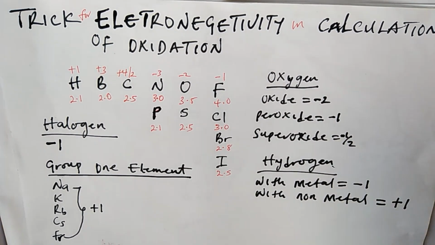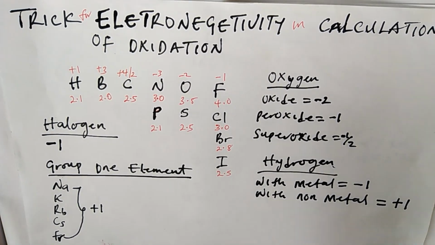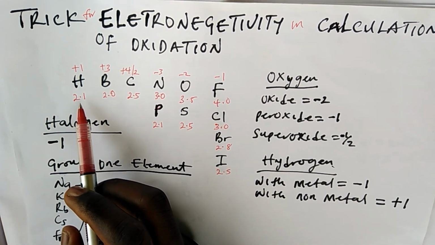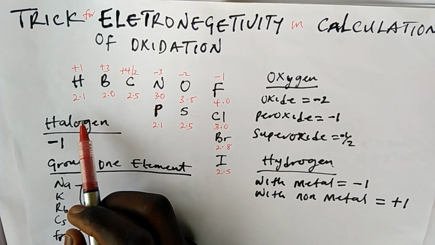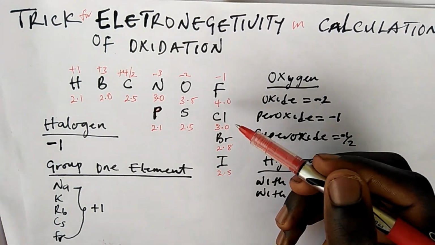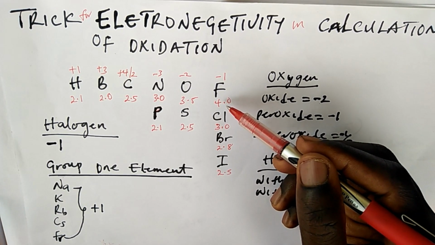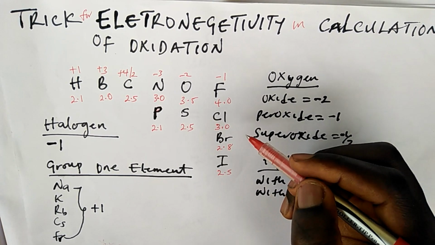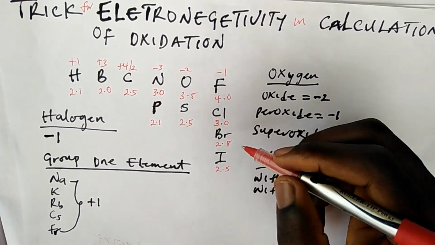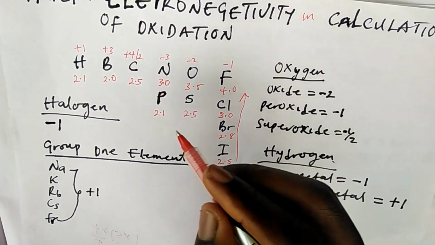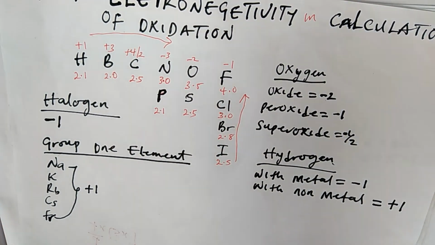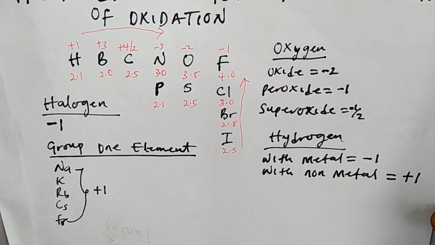Now, if you look at these elements, hydrogen has an electronegativity of 2.1, and fluorine has an electronegativity of 4.0, making fluorine the element with the highest electronegativity on the periodic table. Electronegativity increases up the group and increases towards the right.